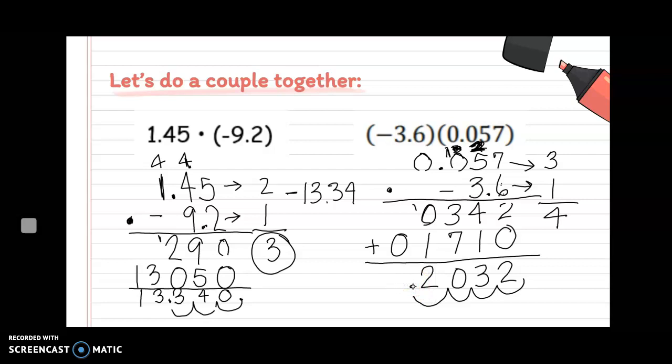So the answer to negative 3 6/10 times 57 thousandths is negative 2,032 10,000ths. So if you want to pause the video to finish writing this down, you may feel free to do so, but I am going to continue.